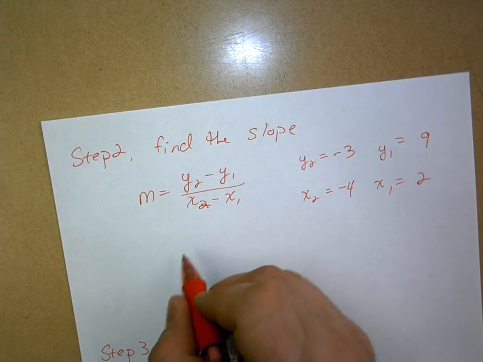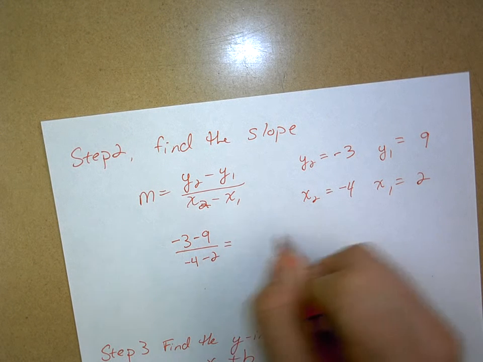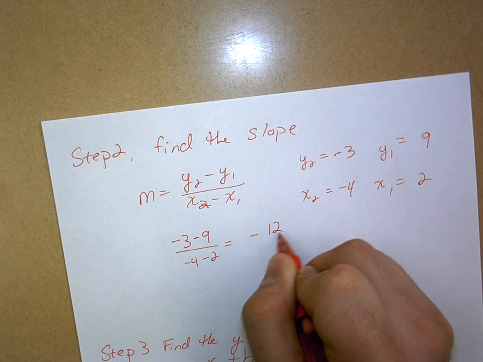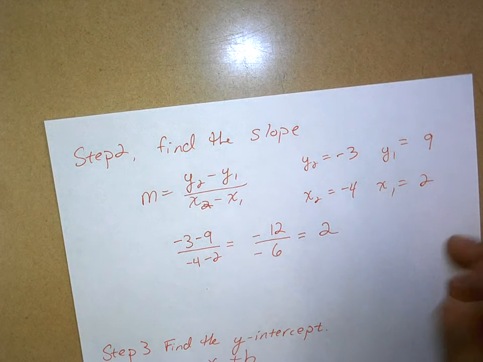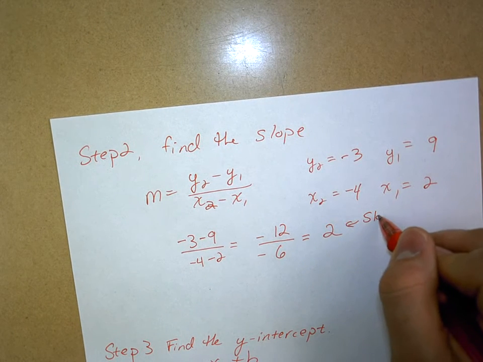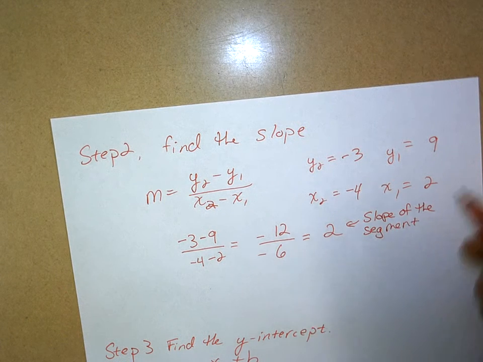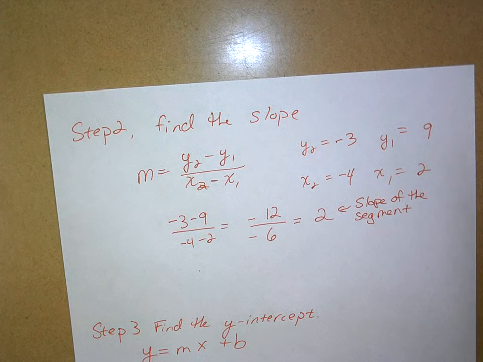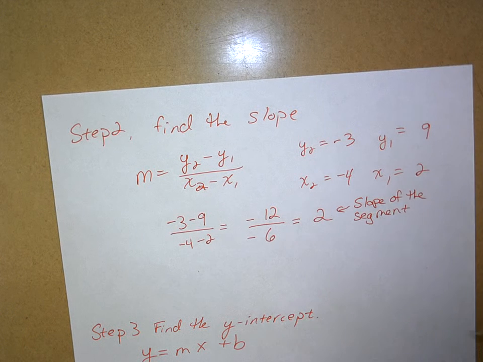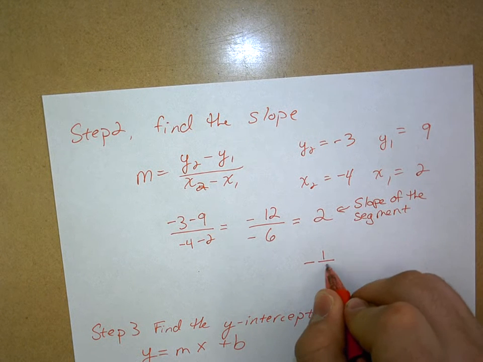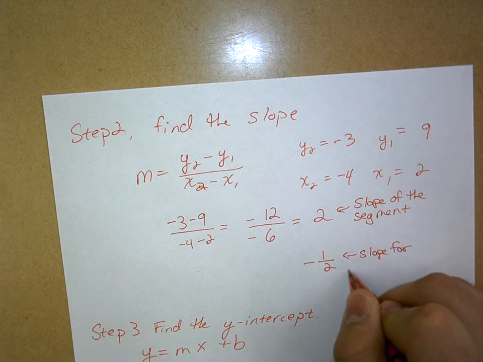Okay, we plug this in, we get -3 minus 9 over -4 minus 2, which is equal to -12 over -6, which is equal to positive 2. So now this is our slope of the segment. We need to find the equation of the perpendicular bisector. So, the slope of the perpendicular bisector is going to be the opposite reciprocal of the slope of the segment. Opposite reciprocal of 2 is -1 over 2. So this is the slope for a perpendicular bisector.